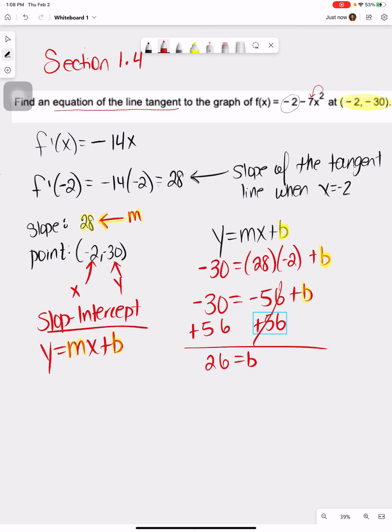So those are the two big pieces that you need if we go about working this problem this way. So knowing that information, having that y-intercept and having that slope, then I can say that the equation of the tangent line at negative 2, negative 30 is y equals 28x plus 26.